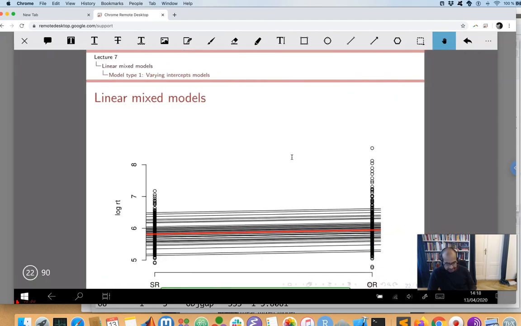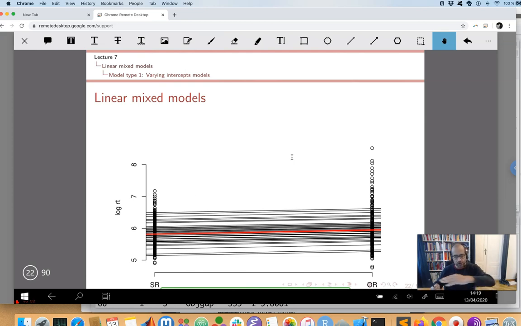What I've done here is the red line is showing you the grand mean, the linear model that I fit over all the data, the incorrect model I had fit at the beginning of the lecture. And these black lines that you're seeing around the red line are the linear mixed model estimates for each of the subjects' relative clause effect.